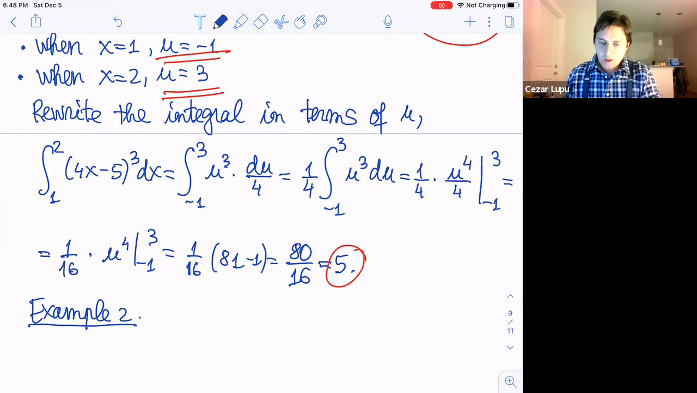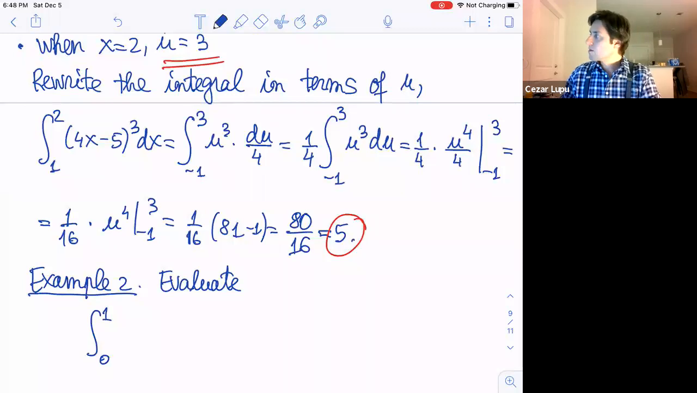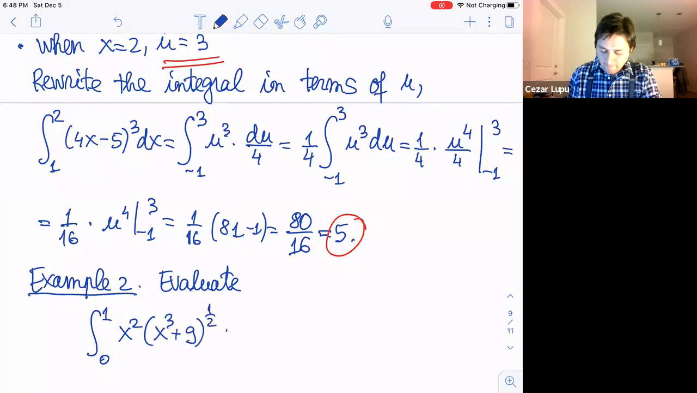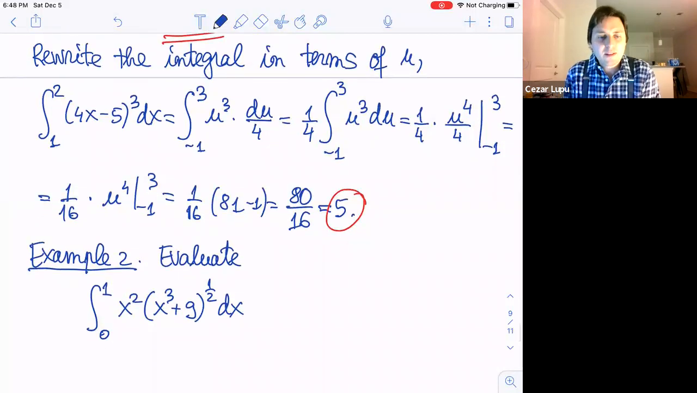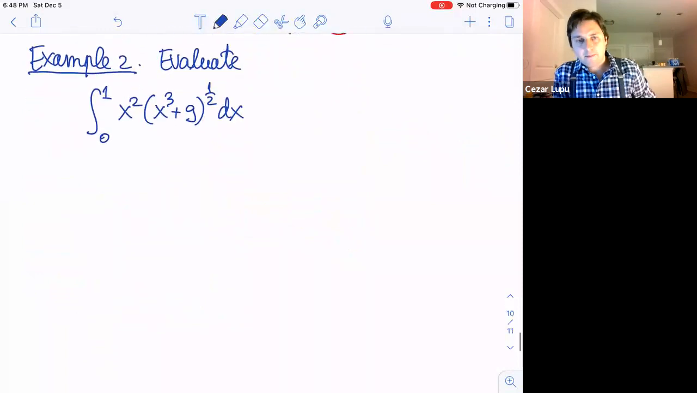All right, so here we want to evaluate the following integral. So evaluate the integral, let's say the integral from 0 to 1 of x squared and x cubed plus 9, everything to the power 1/2 dx. Well, you can say the square root, but anyway, you can leave it like this. It's fine. Okay, let's look at it.